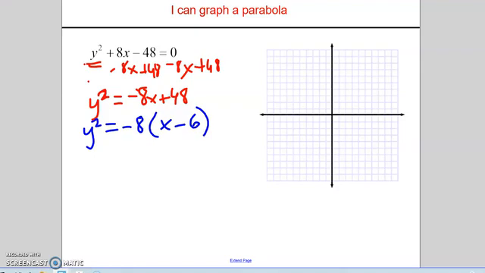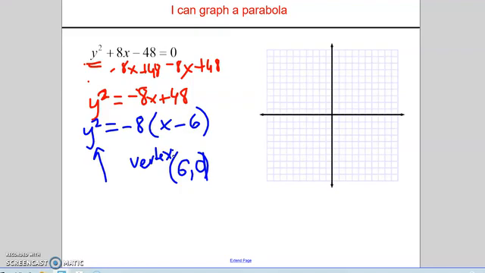We can get our vertex straight from this. Notice that there is no number with the y, so I'm going to use a 0 for the y coordinate, and for my x it's going to be a 6. So my vertex is at (6, 0). So that is my vertex, and let's plot that in there.